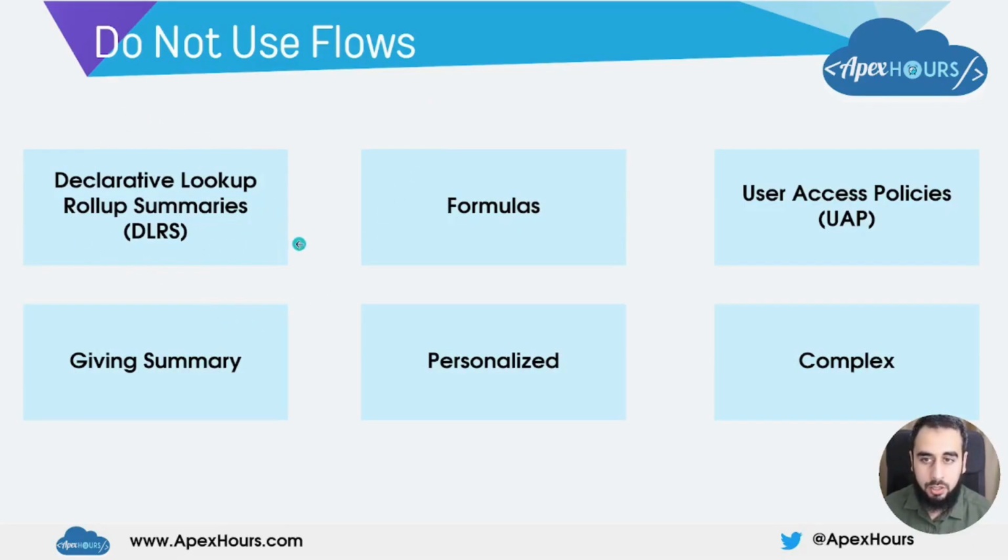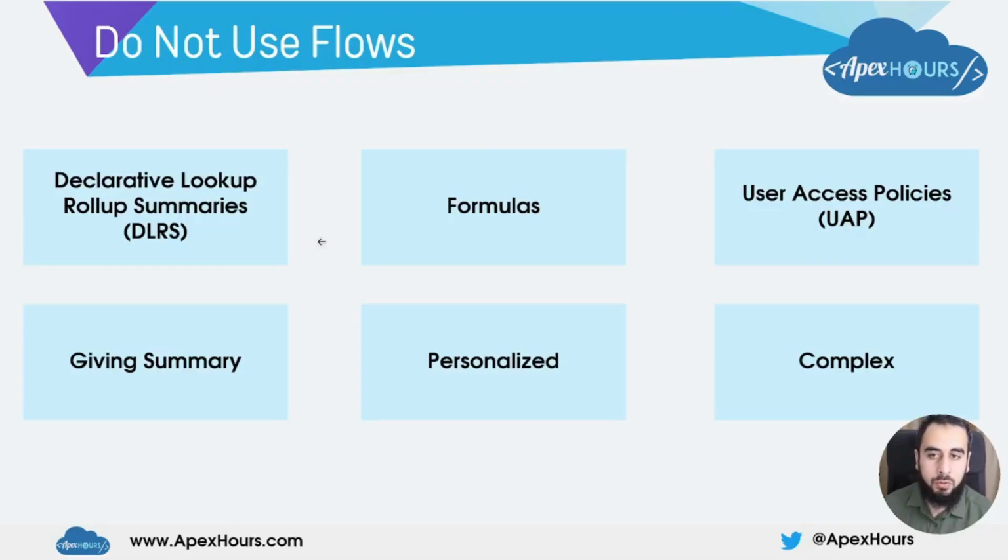The first one is declarative lookup rollup summaries, or DLRS. This is used to perform rollups similar to a master-detail rollup summary, except this one is for lookup relationships. And you use this to perform aggregates or rollups from children records to a parent record, something like the total count of children records, the sum of amounts, something like this.